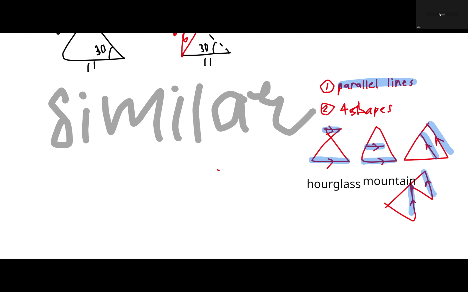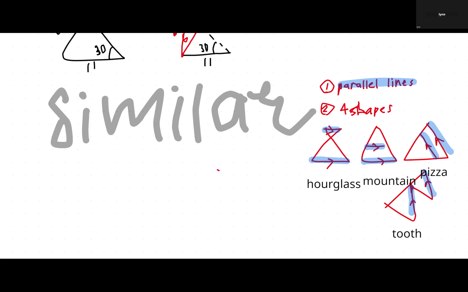And lastly, this one, not many people can identify. This looks like a tooth, a Bugs Bunny tooth. The tooth shape. A Bugs Bunny tooth shape or vampire tooth. So these are the 4 different shapes for similar.